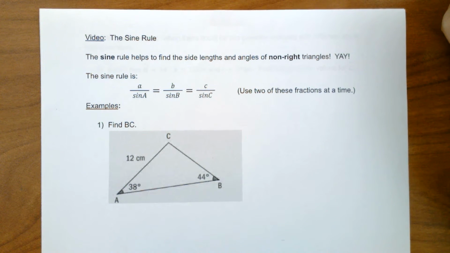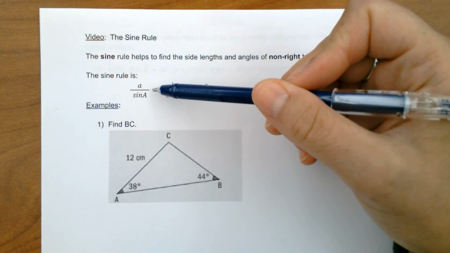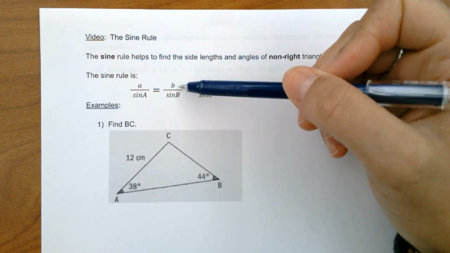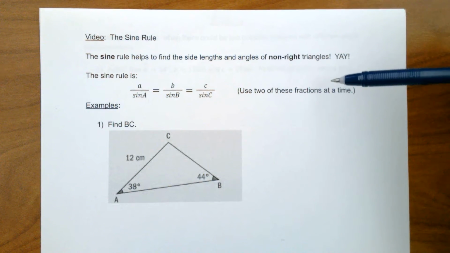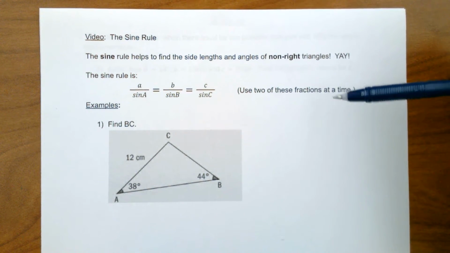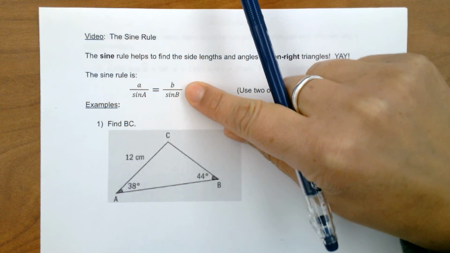The sine rule helps us to find the side lengths and angles of non-right triangles. The sine rule is a divided by sine of A equals b divided by sine of B equals c divided by sine of C. Here's the thing. We only use two at a time, so we can use those two.